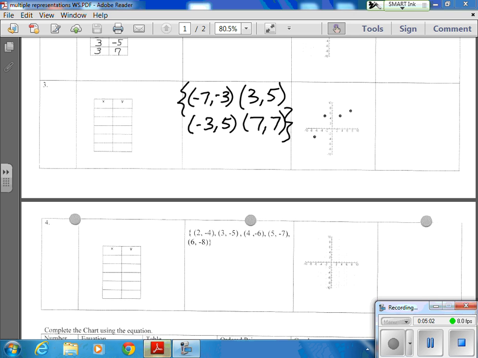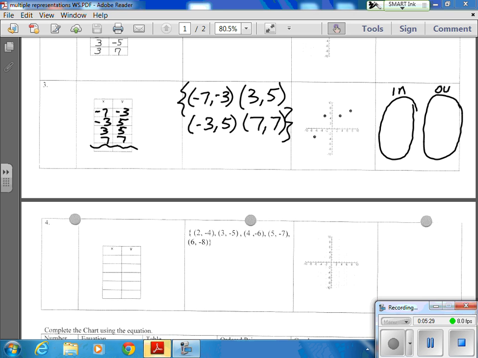Okay, now that we have the ordered pairs made, we can go ahead and fill in our table. Right, so we have -7, -3, -3, +5, +3, +5, and 7, 7. And again, that bottom row is just not used. Okay, then we go over to the mapping, and the mapping must always have the two sides, which you can use ovals or you can use rectangles, it's up to you. Okay, but it also must have the labels in and out at the top.